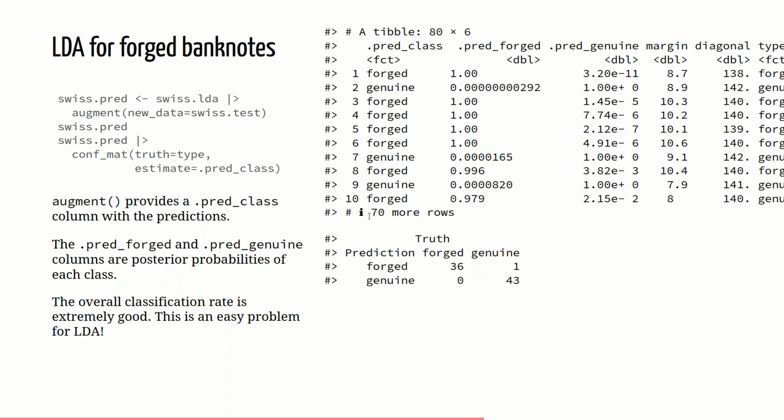Okay. And then the conf-mat, you supply the truth, which is the column from your data that is the true answer, and your estimate, which will be your .pred class column, and then it just tables them up. And you can see that out of the 36 forged notes, it got every single one of them correct. And out of the 44 genuine notes, it got 43 of them right and 1 wrong. So we've done extremely well on this problem. But of course, this is an extremely easy problem for LDA because the data separates super well. And the distributions of the diagonal and margin within each group are very close to being normally distributed.